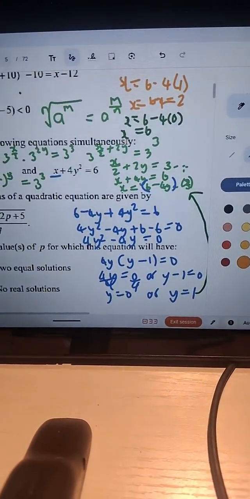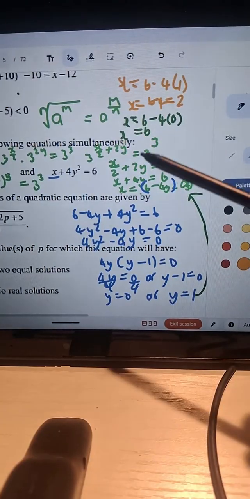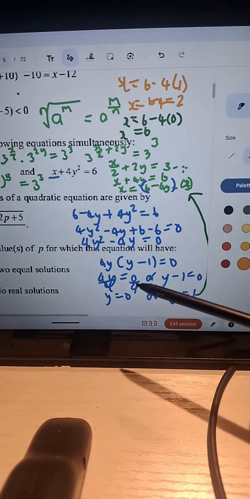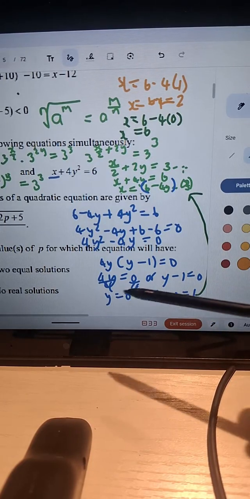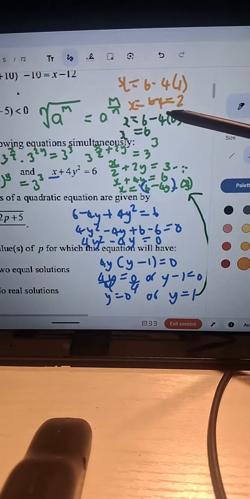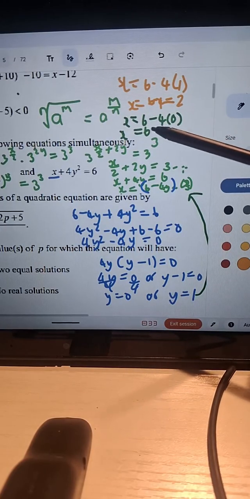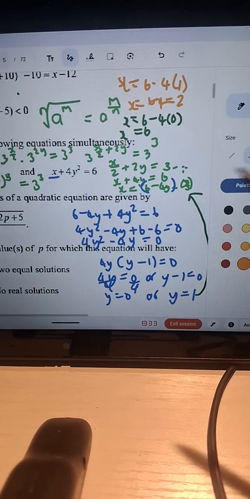So do you see the answers we get here? When we solved, we got y. y is equal to 0, y is equal to 1. And after doing so, we take the y values and substitute them back into the equations. We get x is equal to 6, and x is equal to 2.